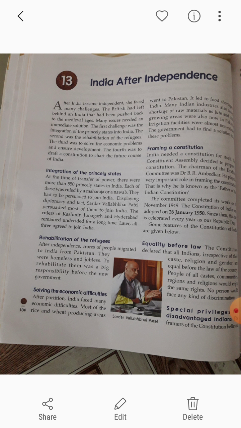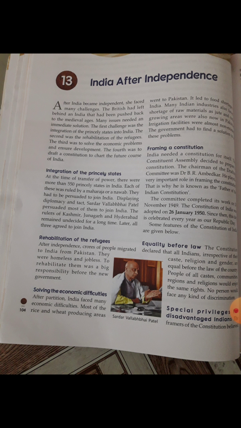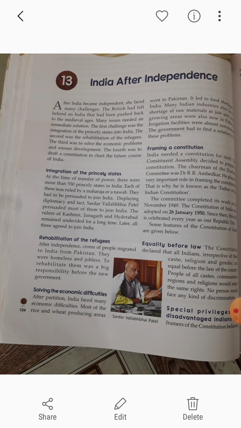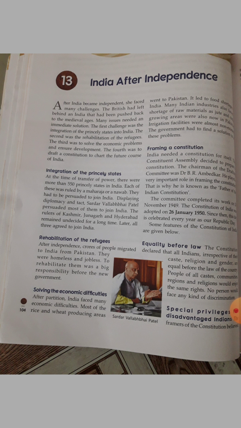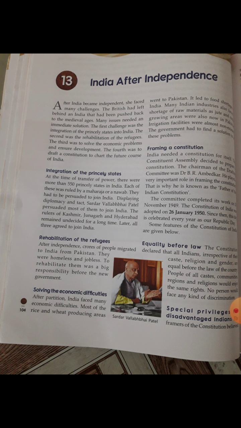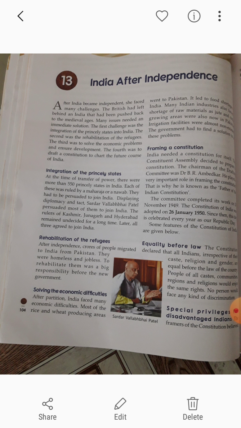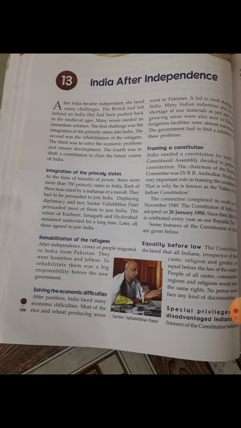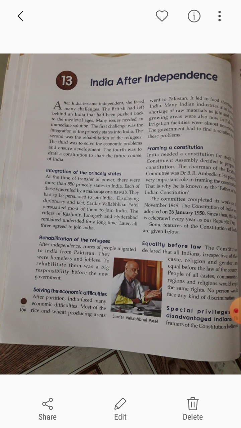Now, after independence, what happened? Crores of people migrated to India from Pakistan. So, they were homeless, they were jobless. So, they had to start with a new beginning. There was a big responsibility before the new government.